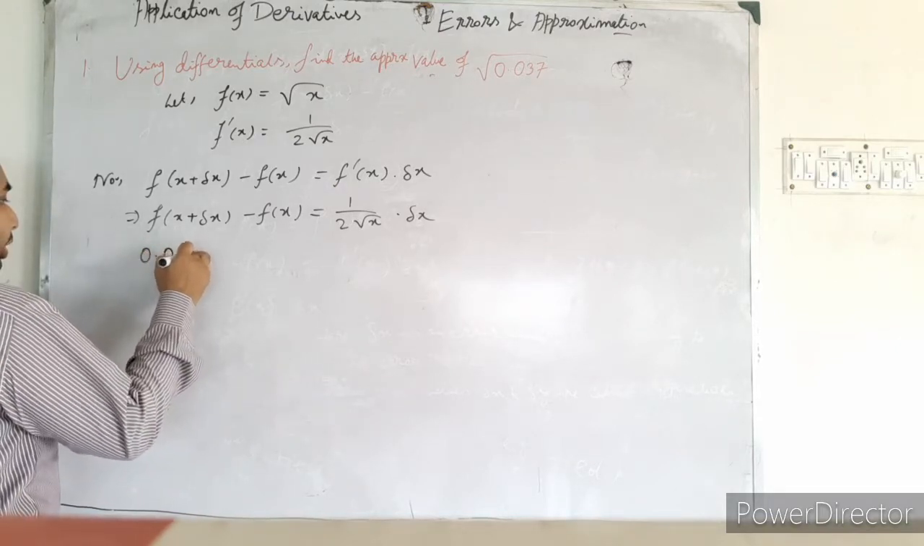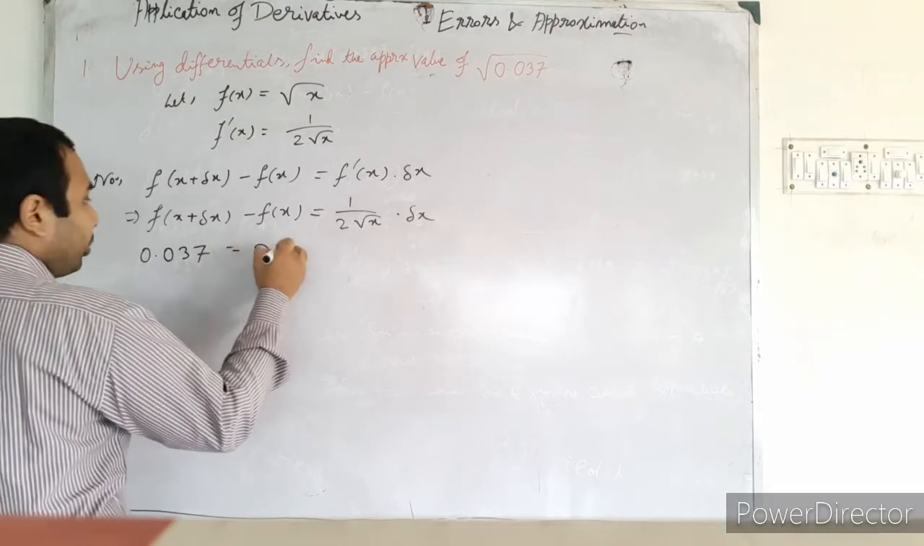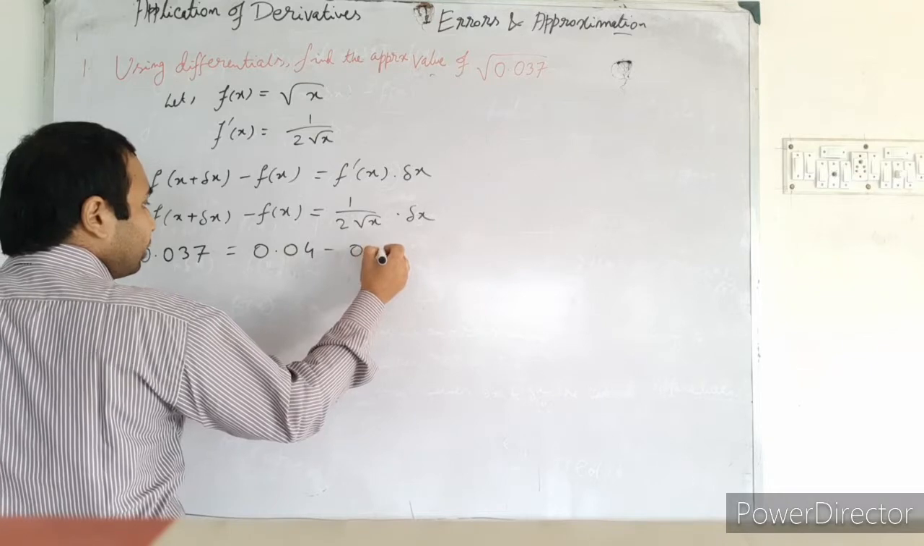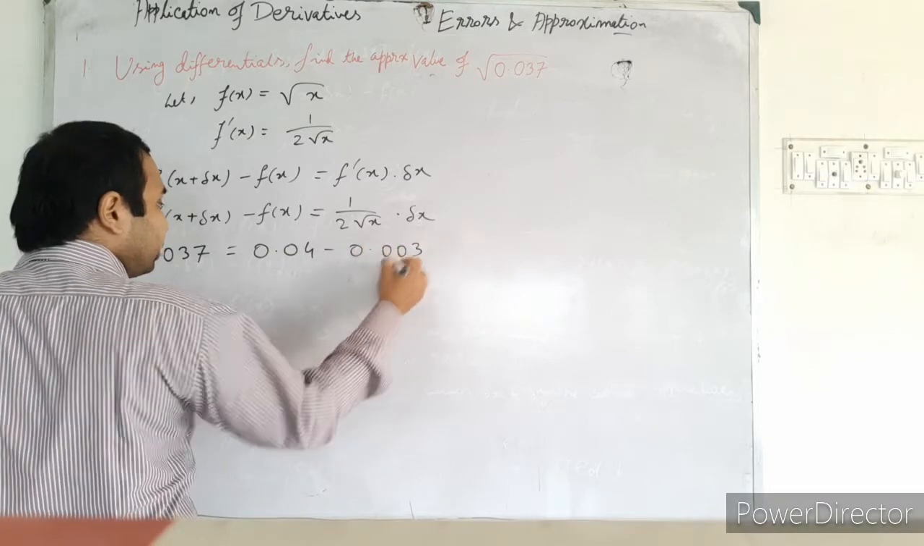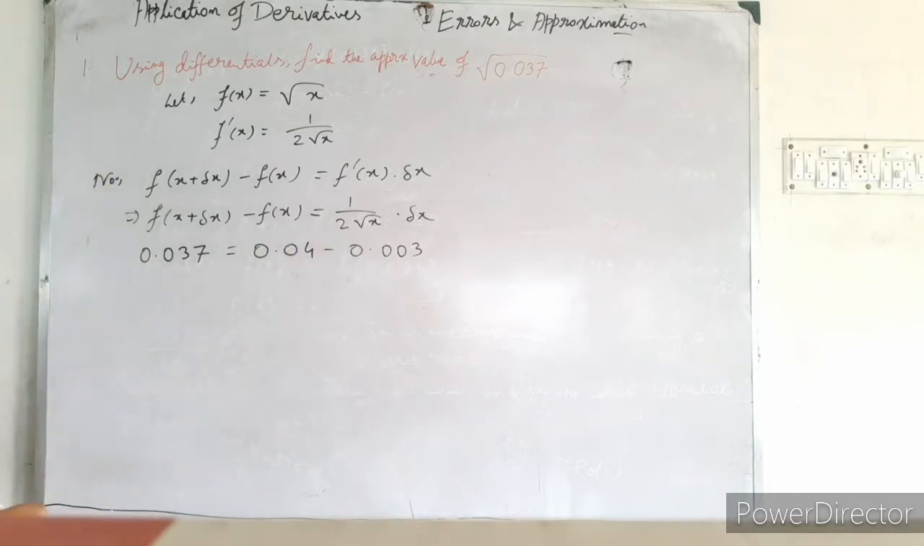so here 0.037. This 0.037 can be written as 0.04 minus 0.003. Is it coming? Yes, it is coming. 0.04 minus 0.003.